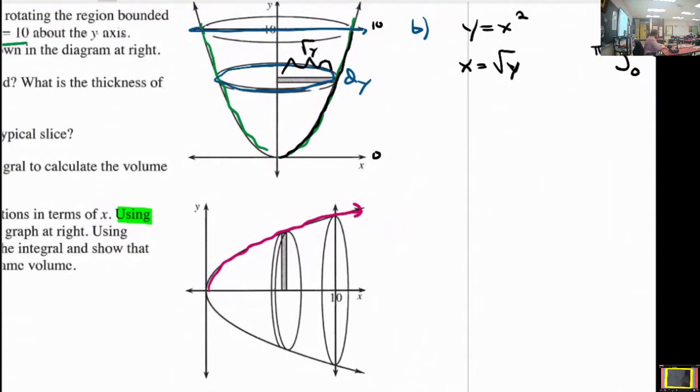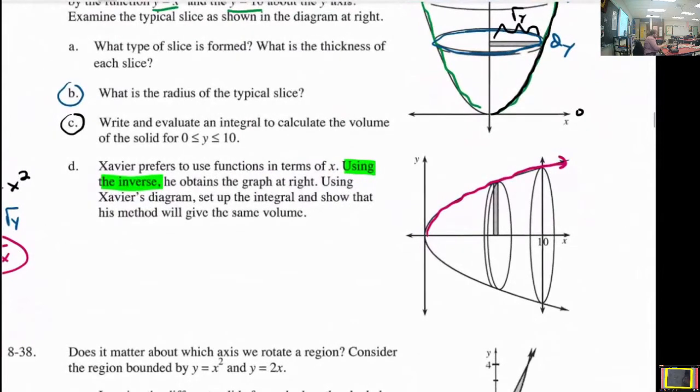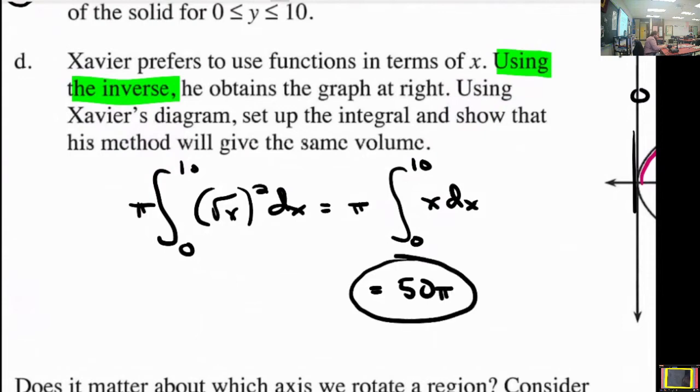And we're going to prove that right now, actually. Using Xavier's diagram, we're going to set up an integral and show that the method will give the same volume. If you follow the steps, if you look at what he's done here, you will get the exact same answer. Because it's the integral from 0 to 10, because this is 0, and now you've got the vertical line x equals 10, instead of the horizontal line y equals 10. But it's still an integral from 0 to 10. And now it's pi times the square root of x, squared, dx. But this is the exact same integral. The only thing that's different is the name, x or y. It doesn't matter. All the math will shake out the same way. So this is pi times the integral from 0 to 10 of x dx, which we already know is 50 pi. We don't need to do it again. We already did this.